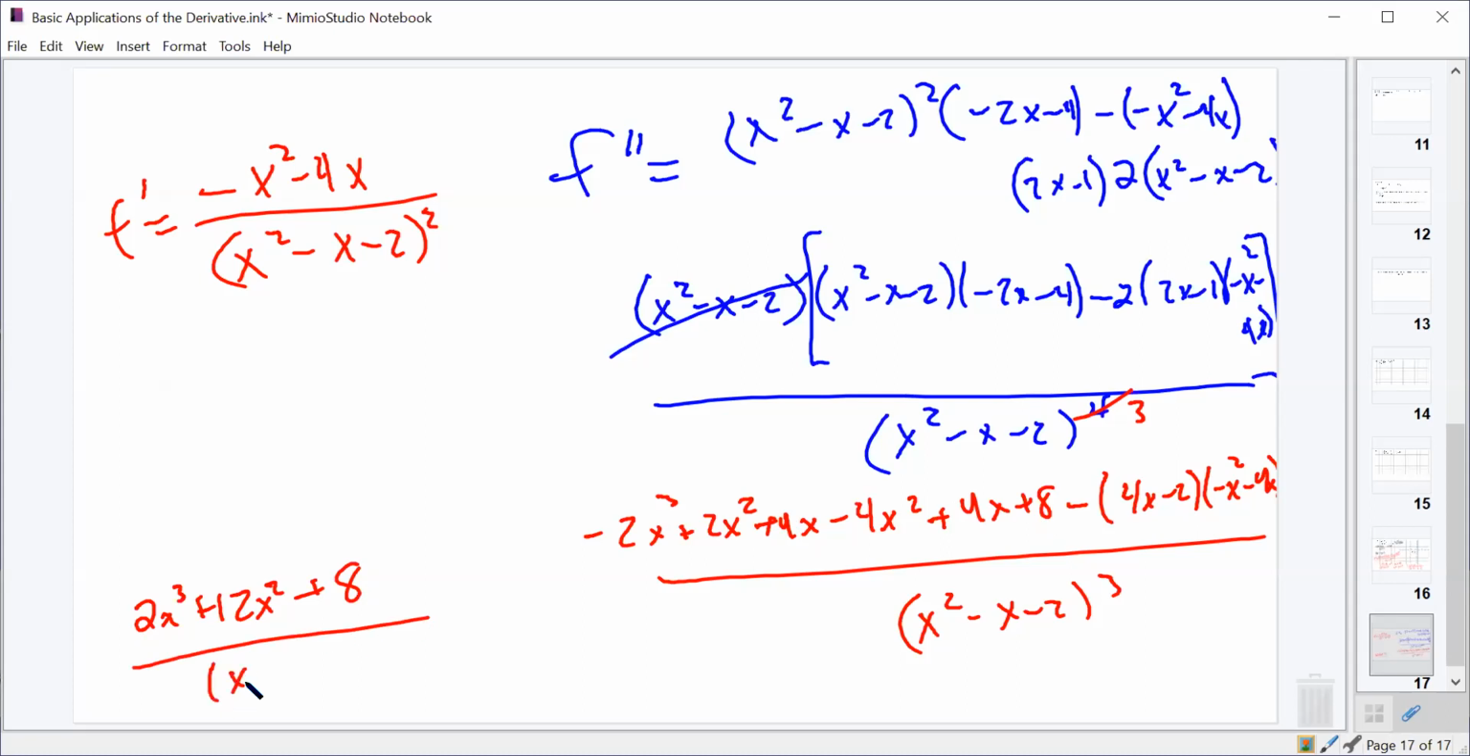Everybody good with that derivative? That was fun, huh? Any issues with that? All right, now, did anybody, when they did this on their own yesterday, does that numerator factor nicely or no? I have a bad feeling that it probably doesn't, but.